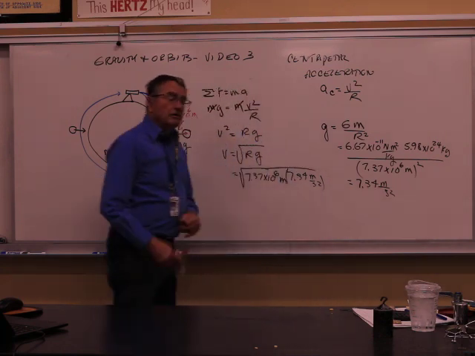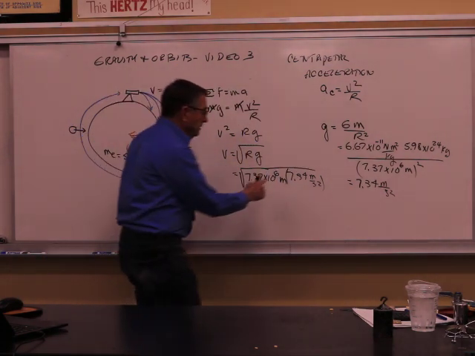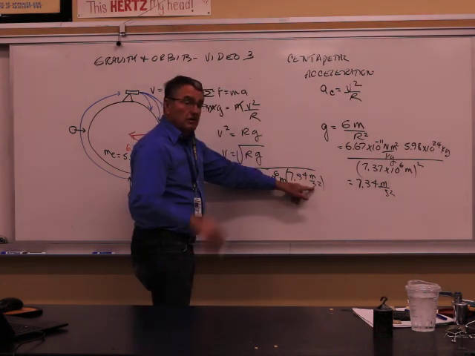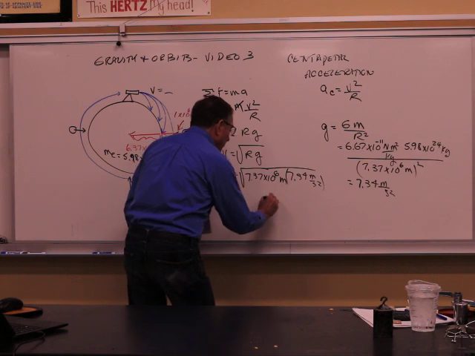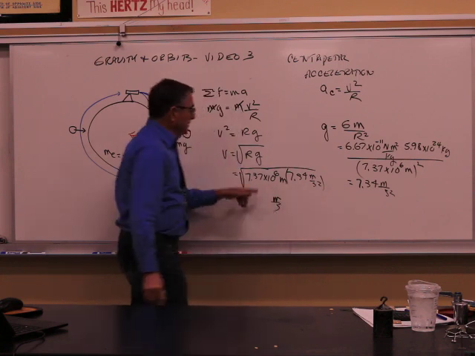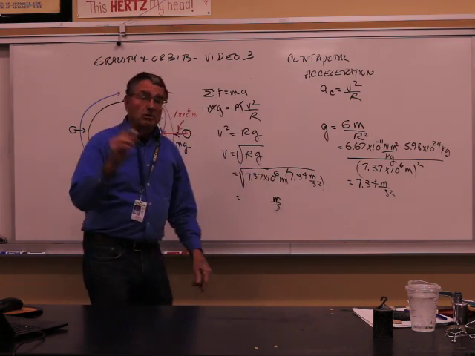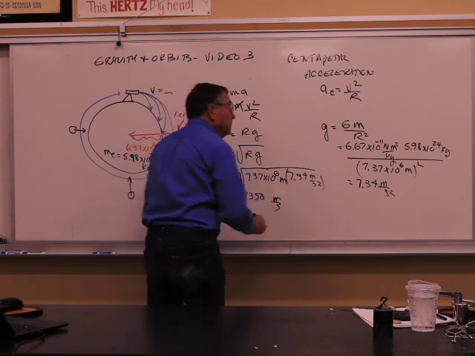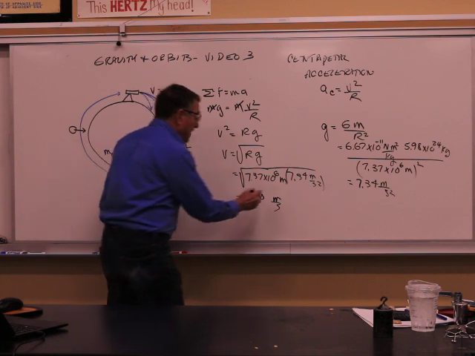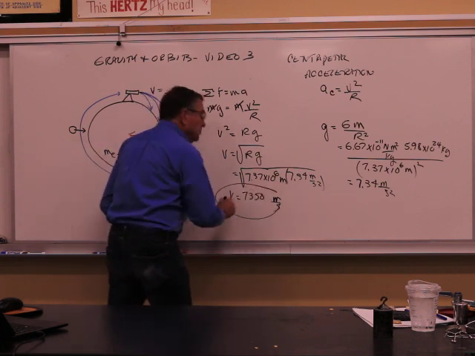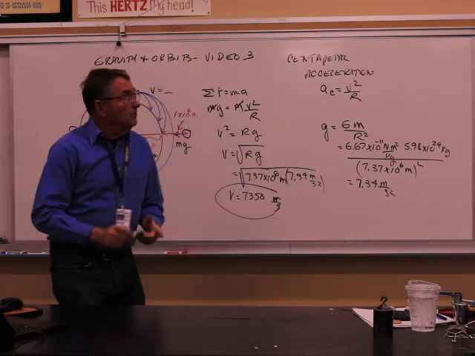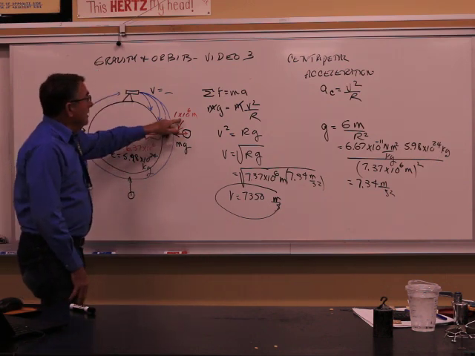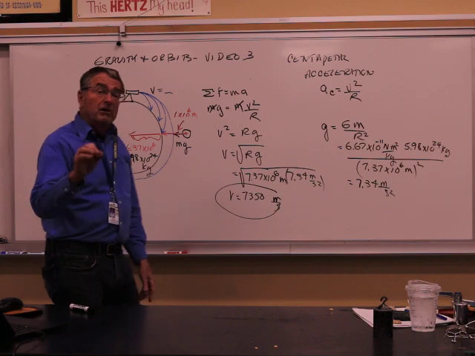You multiply those. Look at the units. Meter times meters, meter squared, second squared, square root it. It comes up in meters per second. This times this, square root it, it's about 7,350 meters per second. That's how fast you have to go to be in a circular orbit at 1 million meters above the Earth.